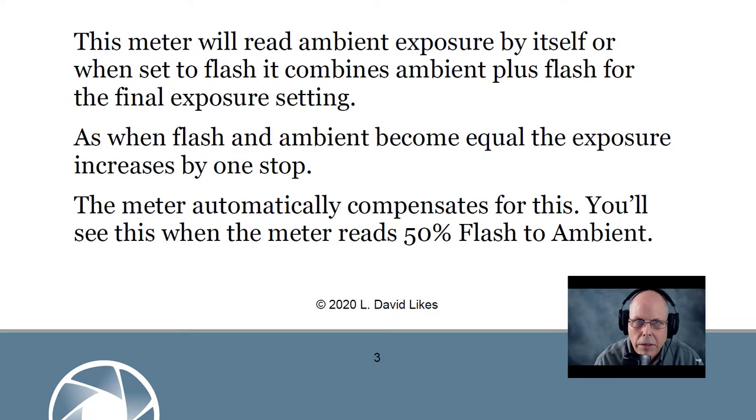So this meter that I'm using, the Sekonic, will read both ambient and flash, or it will read ambient by itself. And when the flash and the ambient exposure become equal to each other, it increases the total setting by one stop. In other words, if you were at f5.6 ambient and you had f5.6 flash, the combined reading would be f8. The meter automatically compensates for this. You'll see it on the meter. It reads 50% flash to ambient.